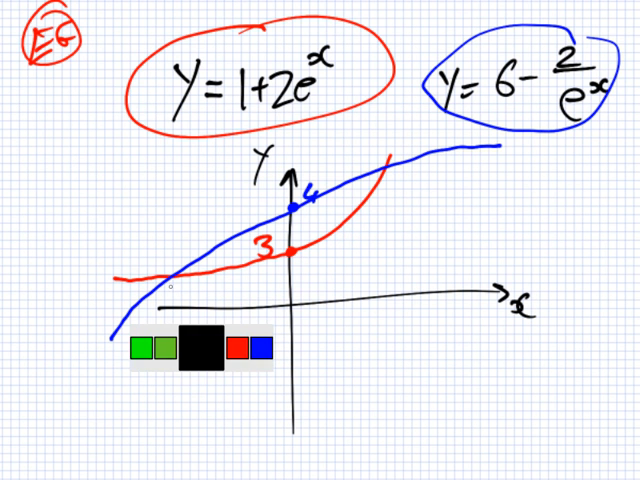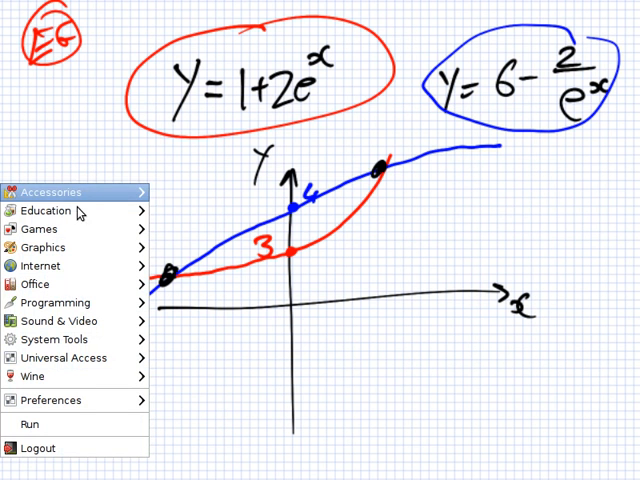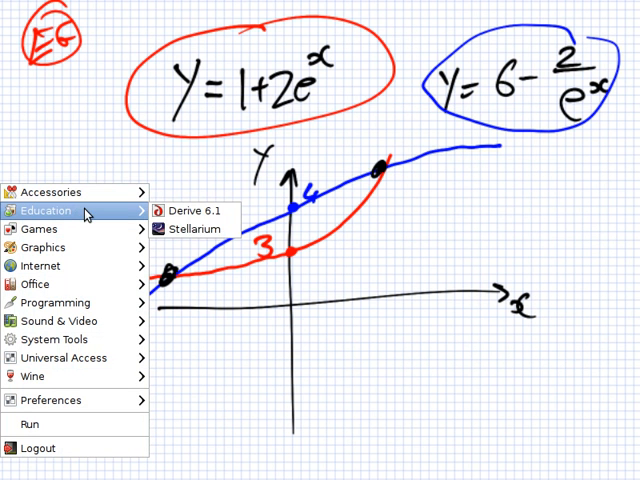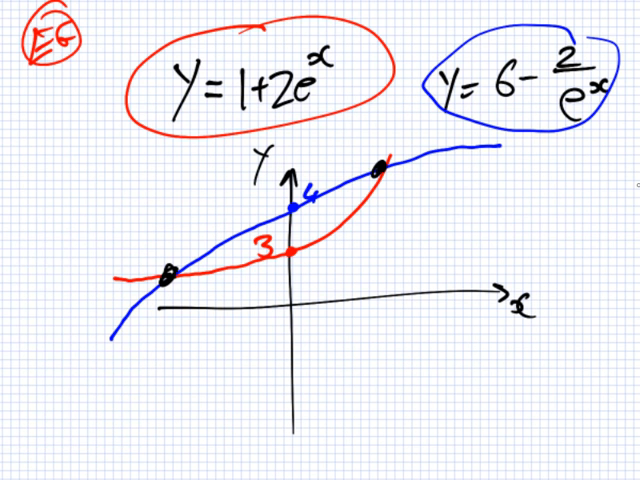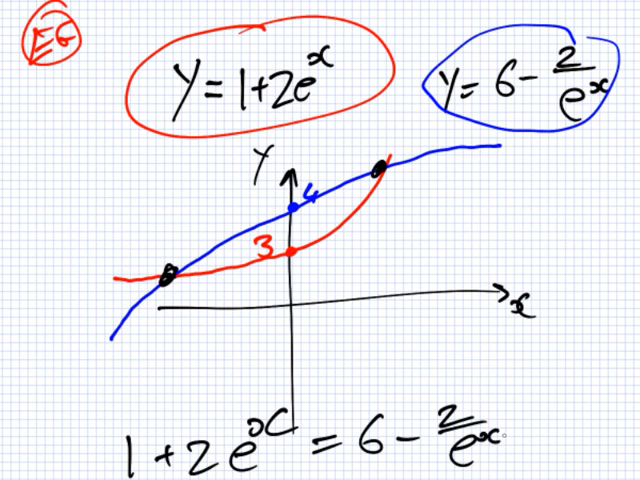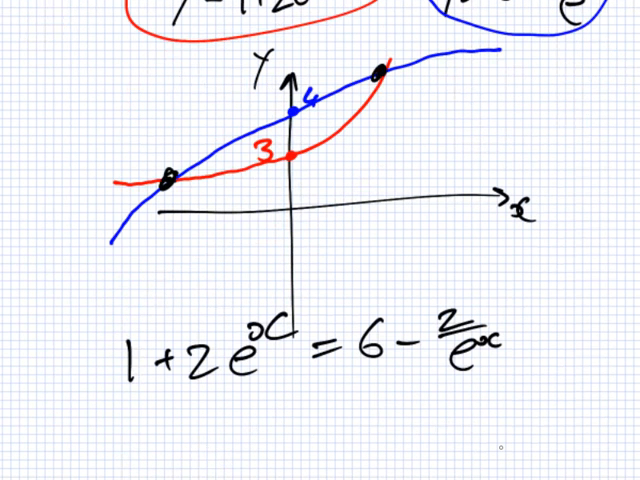So anyways, it meets maybe once, maybe twice, I don't know. But it meets anyways. Okay, so how can I find out where they meet? I want to know where they meet, these graphs. Yeah, just make them equal, because they're both equal to y. So let's see what we get if we make them equal. So we have 1 plus 2 power e power x equals 6 minus 2 over e power x. 1 plus 2 e power x equals 6 minus 2 e power minus x, I guess.